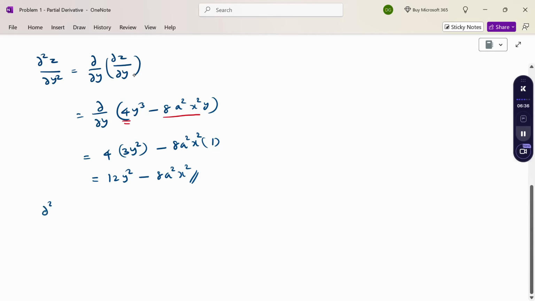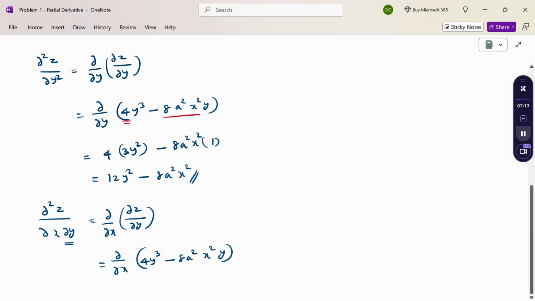And then next, to find ∂²z/∂x∂y. So now how to take the derivative here? For the second one it is a function, the first one is a derivative. Just keep in your mind, the second is the function, the first is the derivative. Therefore, ∂z/∂y partially differentiated with respect to x. Therefore, substitute this term, the ∂z/∂x value. ∂z/∂x is nothing but 4y³ minus 8a²x²y.